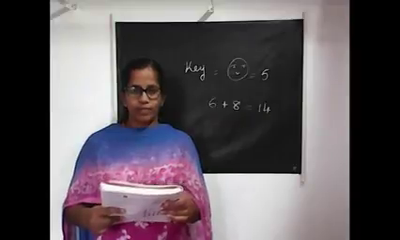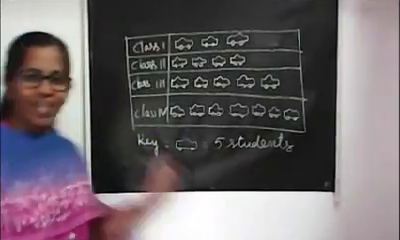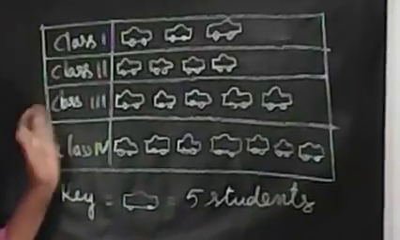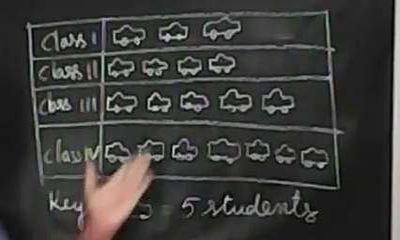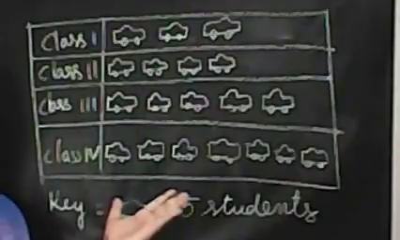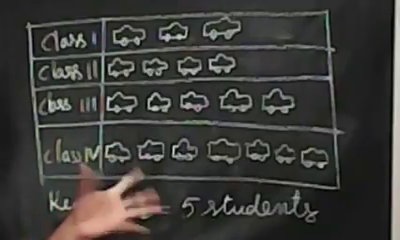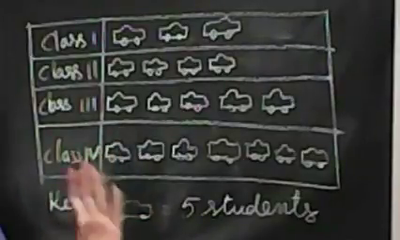Class 1, they represented 3 cars. Okay, dear children. Now look at this chart or data given. See, these are cars, pictures of cars. I'm not that good in drawing, so cars like a tipper and all that. Don't worry, it is a car.